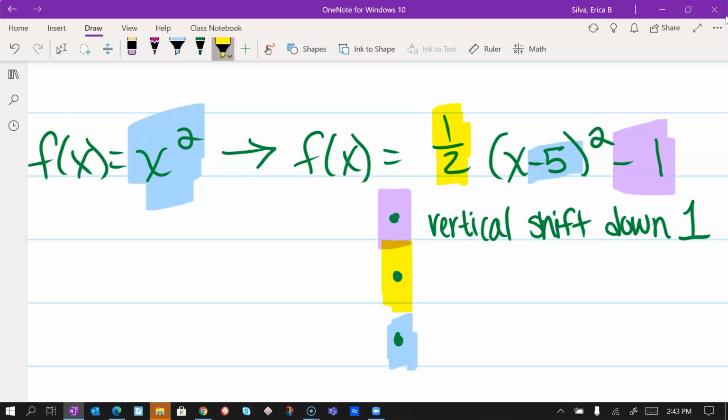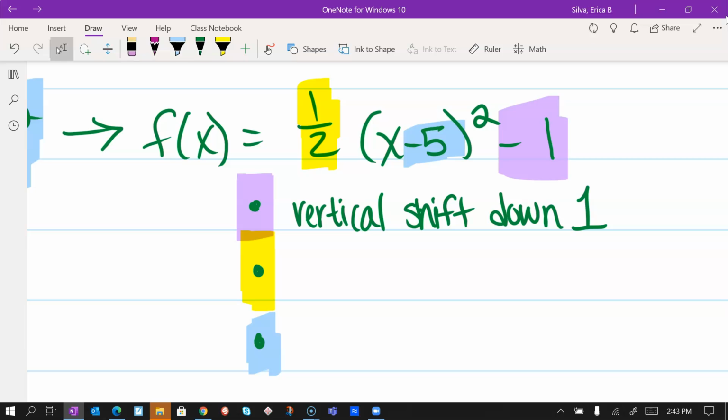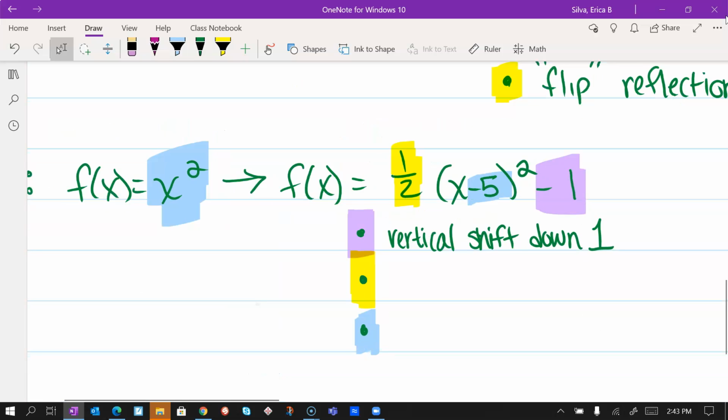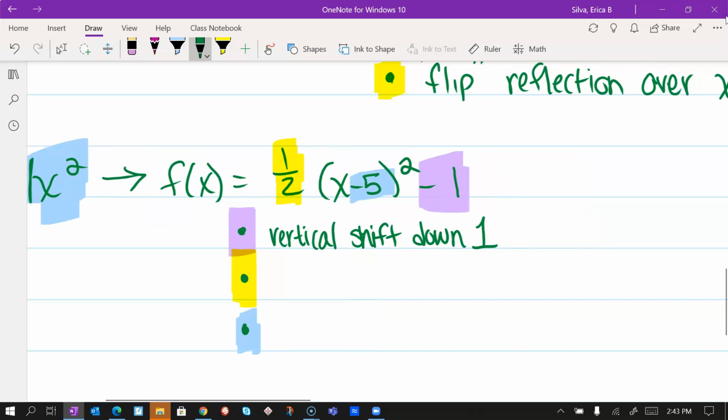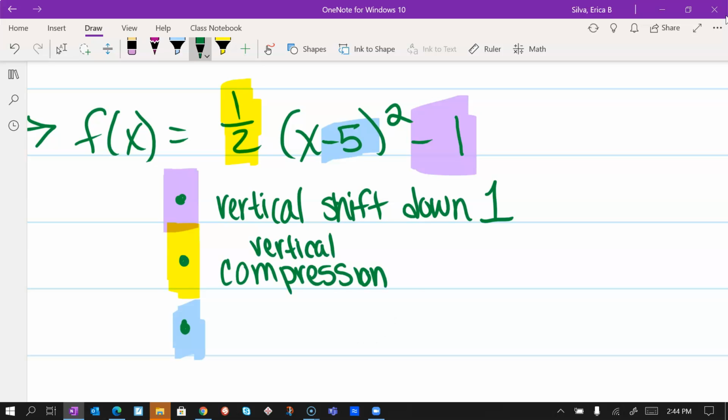Okay, my next one is the yellow number, or the yellow change. So remember, what number do we compare it to? 1. So is 1/2 less than 1 or greater than 1? Less. Good. So then is it going to be a stretch or a compression? So here's 1, and half is smaller than 1. So is that a compression or a stretch? A compression. Forgot to put vertical. Vertical compression by 1/2.